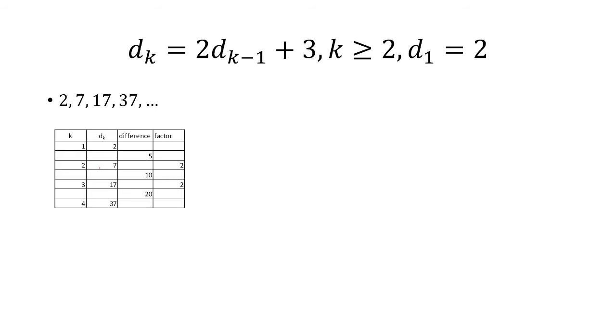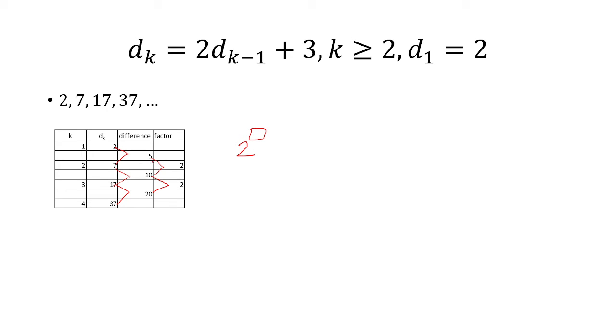Let's see if we can find a pattern. So this is what we have so far. If we take the difference between each term, we see that it's going to be a multiple of 5, basically. So the first difference is 5, the second difference is 10, and then 20. Now, if we take a factor, so what times 5 will give you 10? That's 2. What times 10 will give you 20? That's also 2. So the factor that's consistent there is a factor of 2. So we know it's going to be 2 to some power.